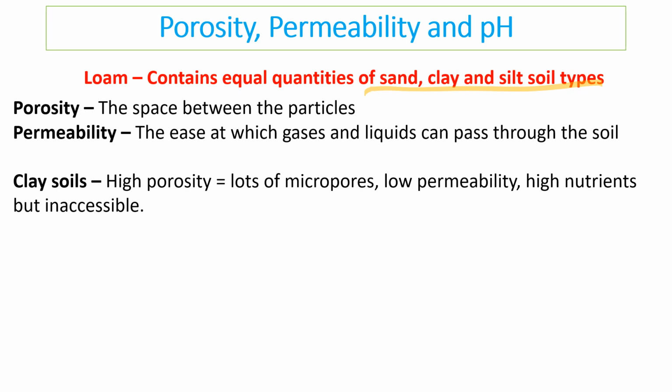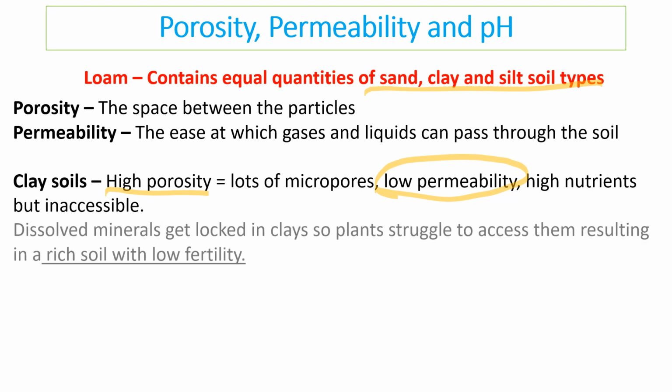If we look at these two, clay soils have a high porosity because they have lots of tiny little pores called micropores. However, those pores are too small to allow the flow of water through. So weirdly, they have a high porosity but a low permeability. The water can be stored in there, but it can't pass through. What this means is nutrients are often highly available there, but the plants can't actually get to them, so they're inaccessible. So clay soil, weirdly, is a rich soil, but it actually has low fertility because the plants struggle to absorb those nutrients.